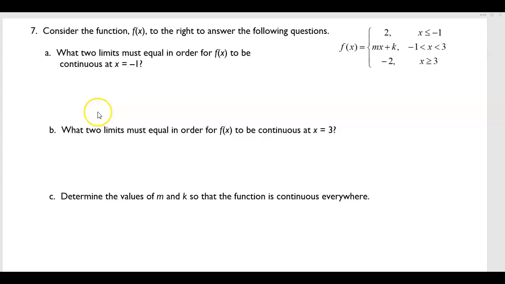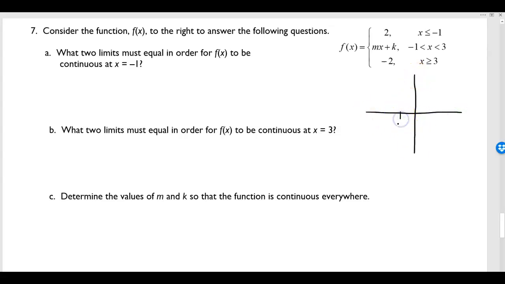For this last style of problem, it looks kind of the same as the last one. We got a piecewise function here. And what it's asking, though, is trying to figure out, I have these extra constants, m and k. I don't know what those are. And my goal is to try to figure out what m and k are so that the function is continuous everywhere. So what might help you to think about is what this graph actually looks like.